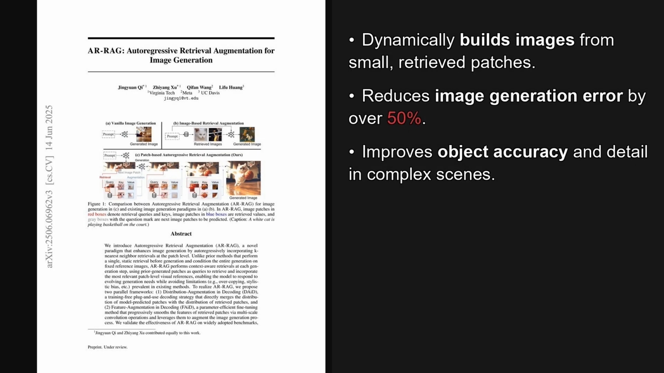So to wrap things up, what we've seen is that current image generation methods can often miss the mark on complex details. This paper introduces a really clever solution with its autoregressive retrieval augmentation. Instead of looking at a whole reference image just once, it dynamically pulls in small, relevant image patches as it builds the new picture. This patch-by-patch approach leads to massive gains in quality and accuracy, setting new state-of-the-art results. It's a powerful new way to make AI-generated images much more precise.